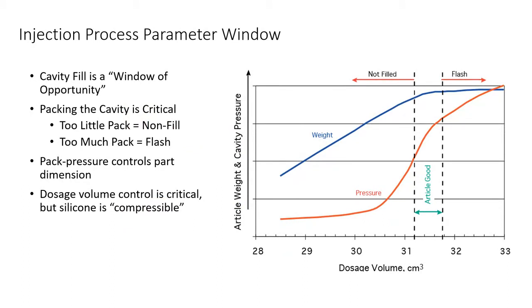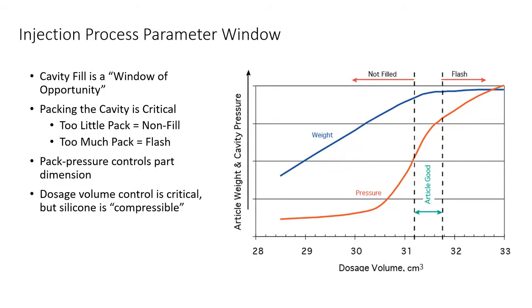But how do we get there? And I think really the first aspect of how we get there is understanding injection process parameter windows. And you have to understand the cavity fill is a window of opportunity. That's really what it starts with. And then you can see in this graph, if we start to inject, we call it dosing volume, and we look at the article weight and cavity pressure over time, we can see that through the injection process, we fill the cavity, and there's kind of a Goldilocks concept to this filling of a cavity.